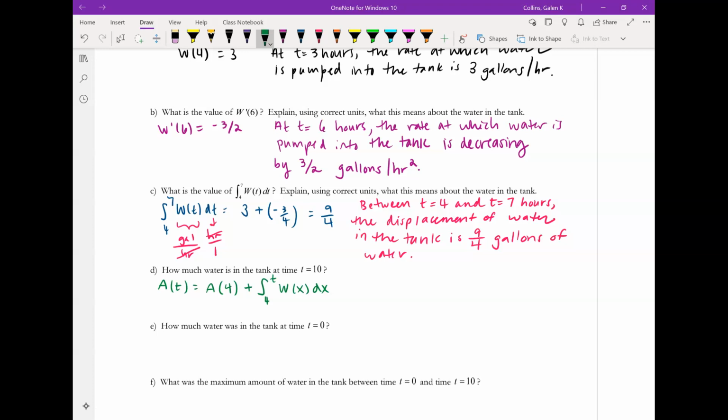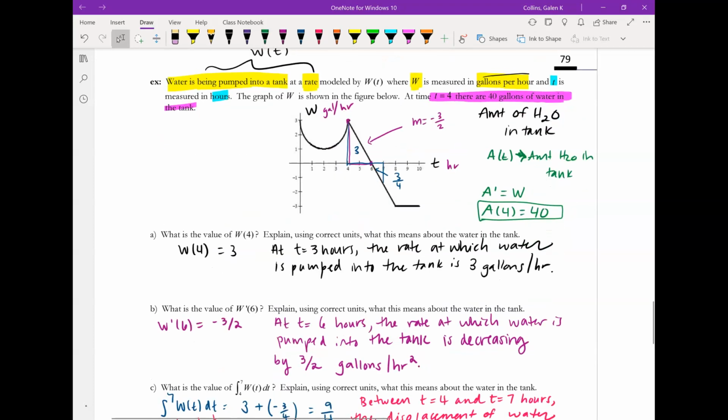Okay, so this is now asking us to find A of 10. Well, A of 10 is A of 4 plus the accumulation of change from 4 to 10 of w of t. Okay, so from 4 to 10, let's see, we've got from 4 to 6, a positive 3 is our area. From 6 to 8, a negative 3. And from 8 to 10, that's 2 by 3, so that's a change of 6.